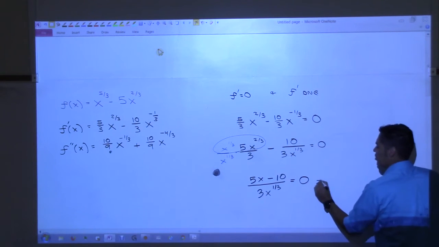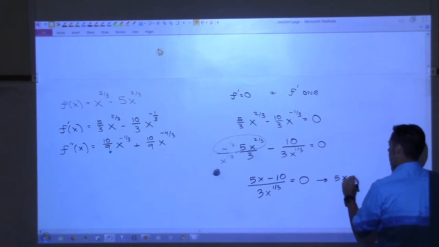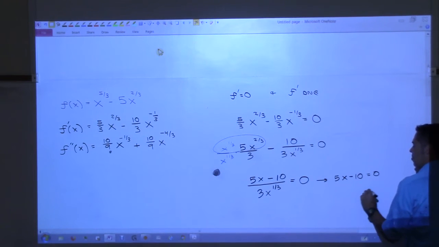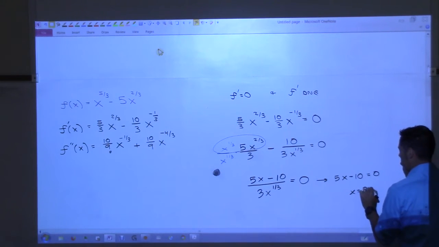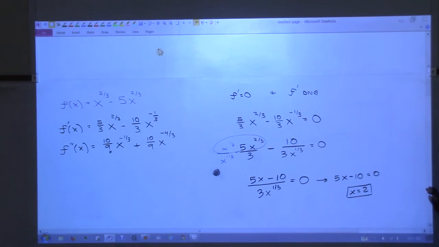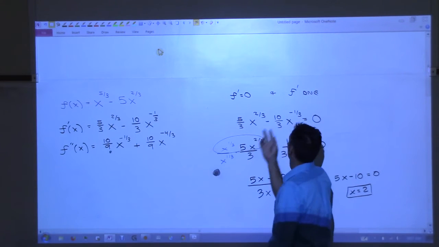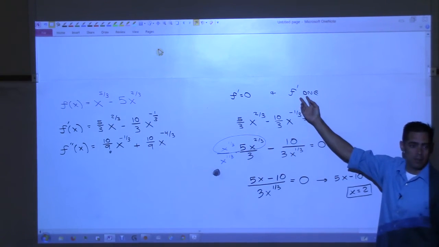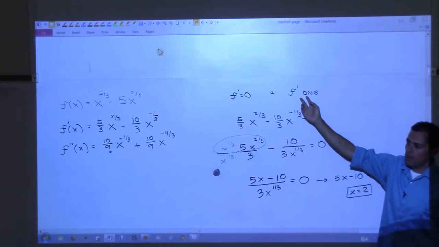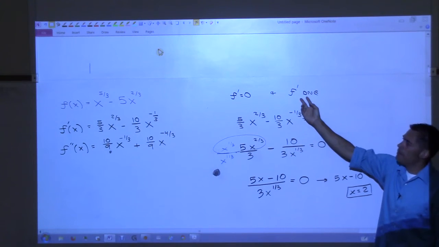So all I have to do is set the numerator equal to 0. We talked about that already. And solve that, you get x is 2. So I have a critical number, right? 2. Now, in all the other problems that I've done, I think up to this point, we have never had this come into play, have we? It's about to come into play, all right?